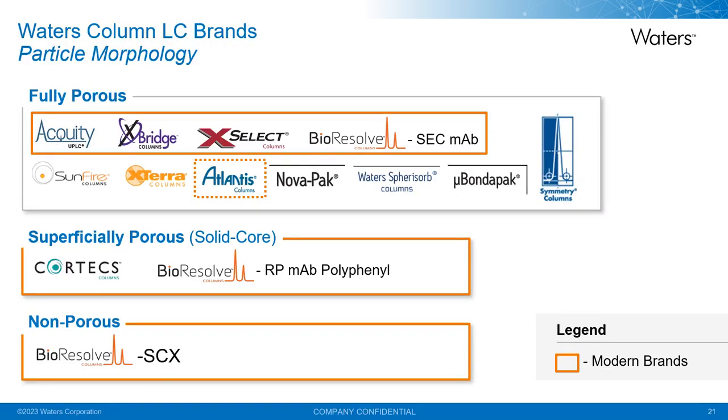On this slide, you'll find the Waters column brands that utilize the different particle morphologies. They're separated into fully porous, superficially porous or solid core, and non-porous. It shouldn't be a surprise that most of the brands are fully porous particles, as that technology has been around for decades. The most modern brands are highlighted with the orange boxes, with attributes that provide increases in reproducibility and performance.